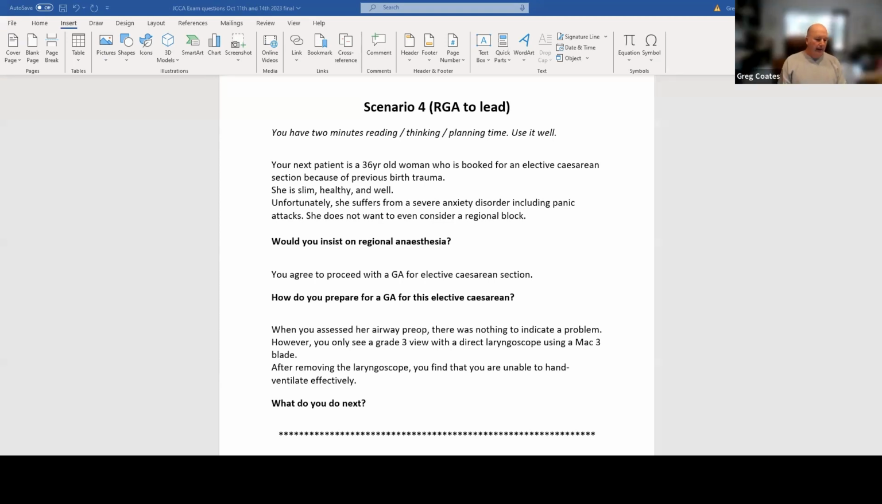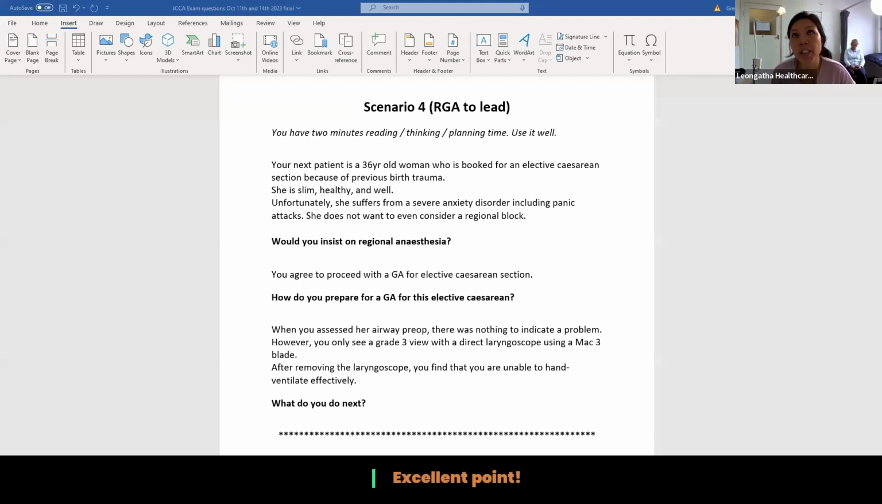Okay. Neil, first question, please. Okay, would you insist on a regional anaesthesia? Okay, so just being aware that one of the contraindications for a spinal is patient refusal, ultimately. However, I would start by exploring for this patient what happened last time and listening with empathy to her story and not trying to interrupt her or give her a counter argument or correct her if I felt that what she was saying was incorrect.